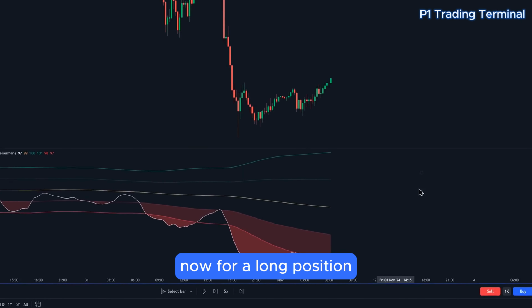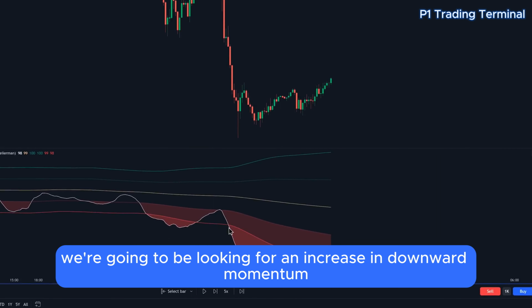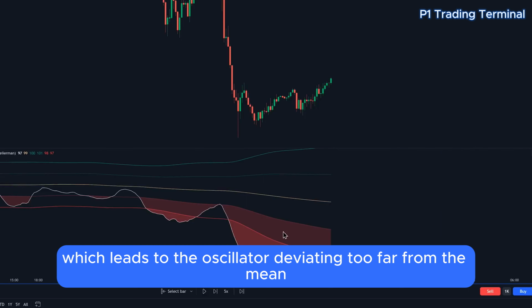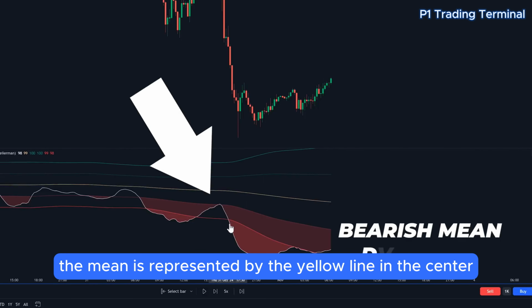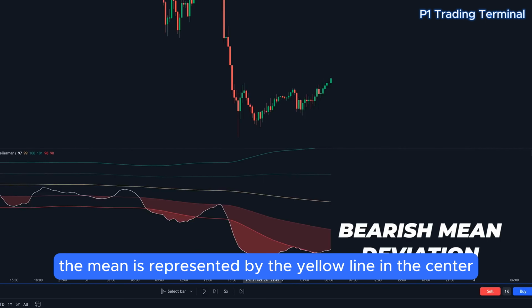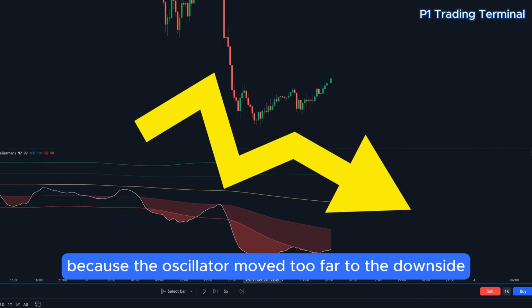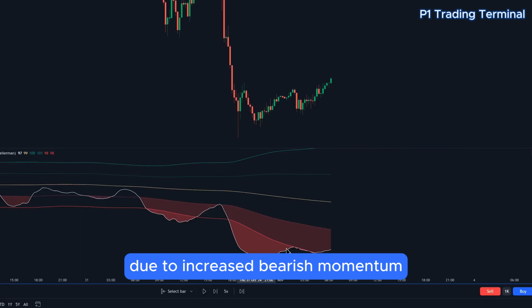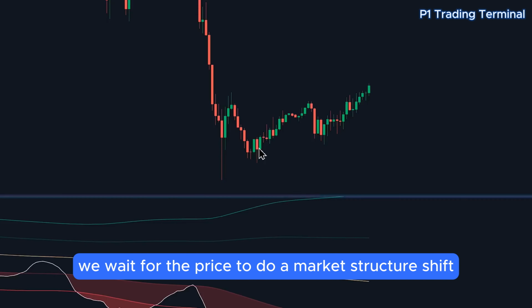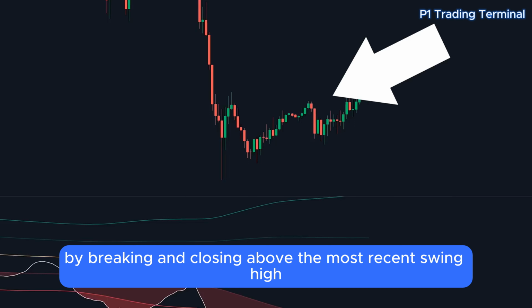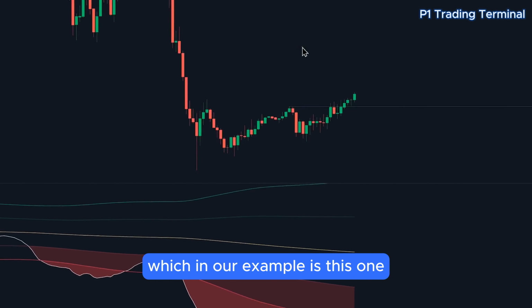Now, for a long position, we're going to be looking for an increase in downward momentum, which leads to the oscillator deviating too far from the mean. The mean is represented by the yellow line in the center. Here we have a bearish mean deviation because the oscillator moved too far to the downside due to increased bearish momentum. Once this happens, we wait for the price to do a market structure shift by breaking and closing above the most recent swing high, which in our example is this one.